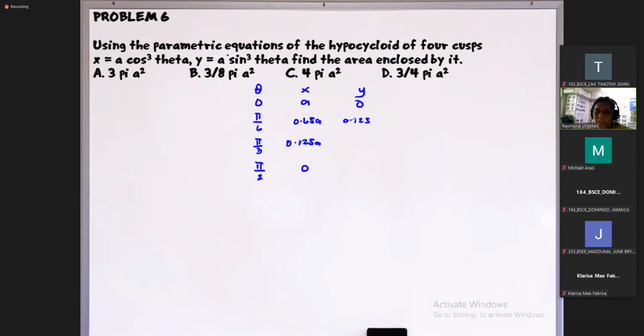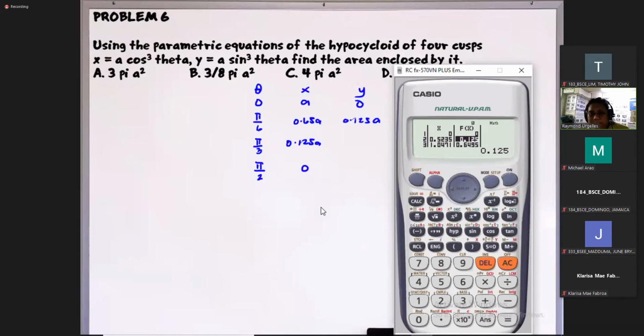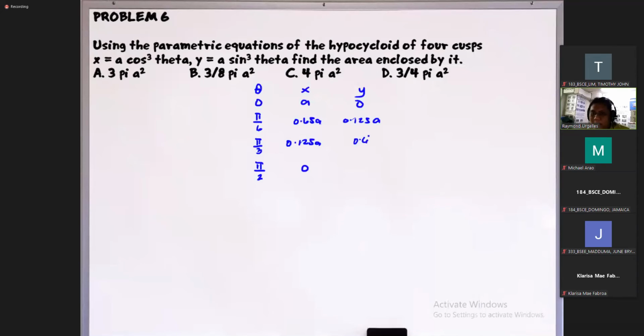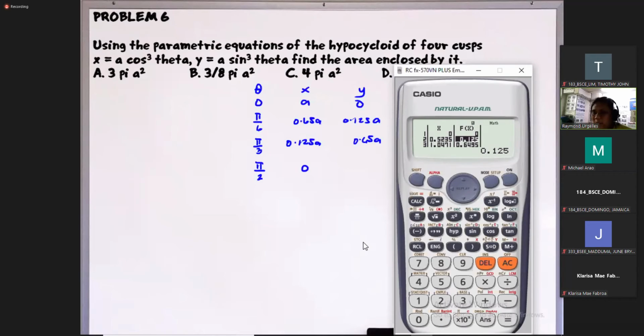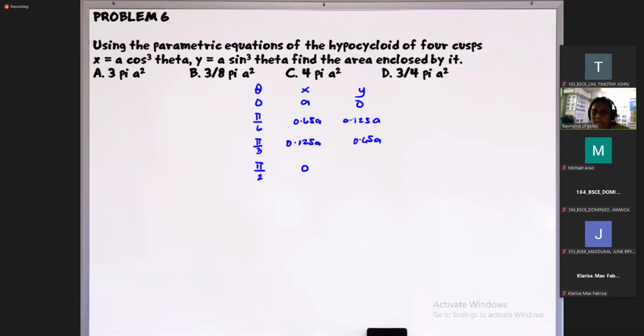Pero may naka-multiply pa dyang a, so kaya times a. So then pag pi over 3, so that's 0.65. Sa akin may naka-multiply pa dyan na a. Diba? So and lastly, so pag theta is pi over 2, so then f natin is equal to 1. So kaya yung y natin, so naka-multiply pa ng a, so that will be equal to a. No? Okay?